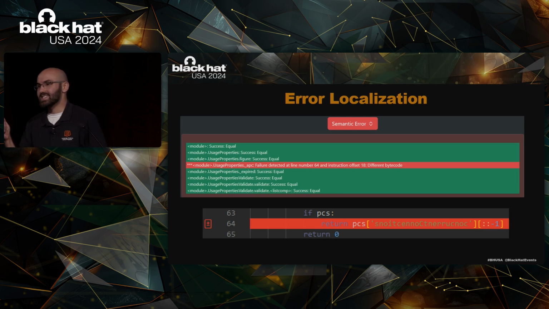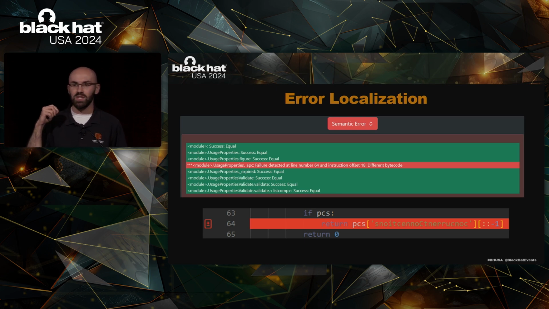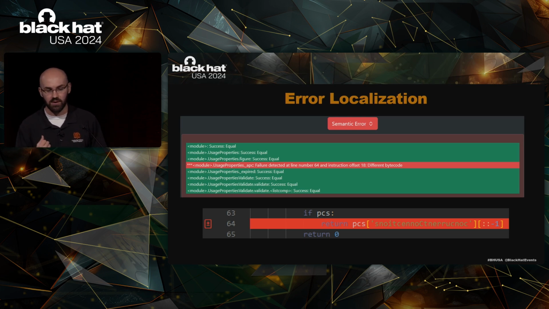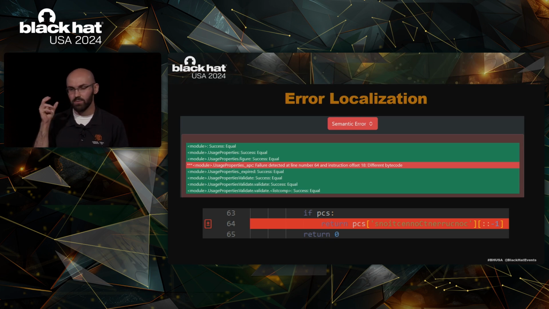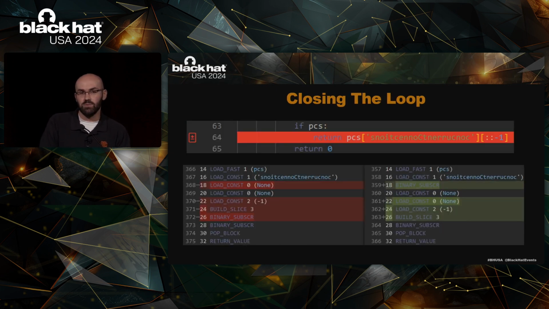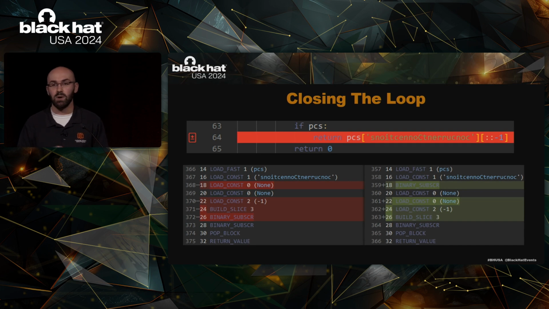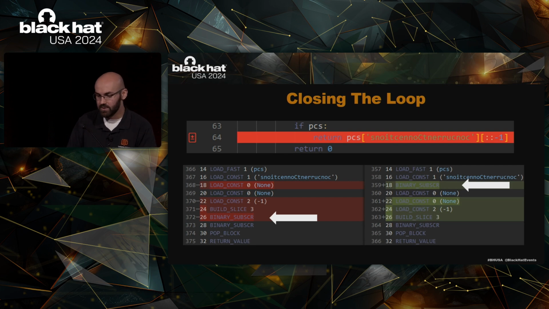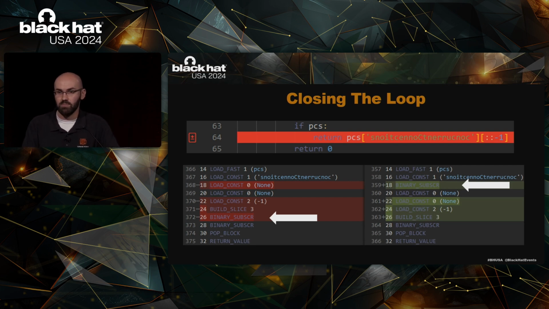Since we are testing each instruction one by one, we can identify exactly where the disagreements start. And we can use that to localize decompilation errors to a small region of bytecode and even independent lines of source code. In this case, there's only one line that's wrong. Looking at the bytecode diff, we can play a little game, spot the difference, and see what actually changed. Why was this line decompiled incorrectly? The only difference here is this binary subscript instruction that got moved up into a different part of the statement. At the source level, that just means that the slicing was done in the wrong order.